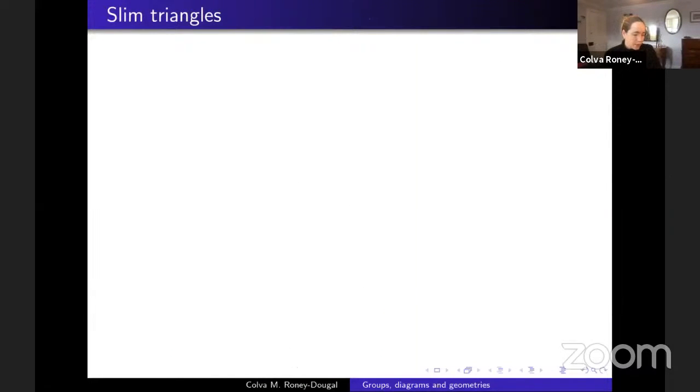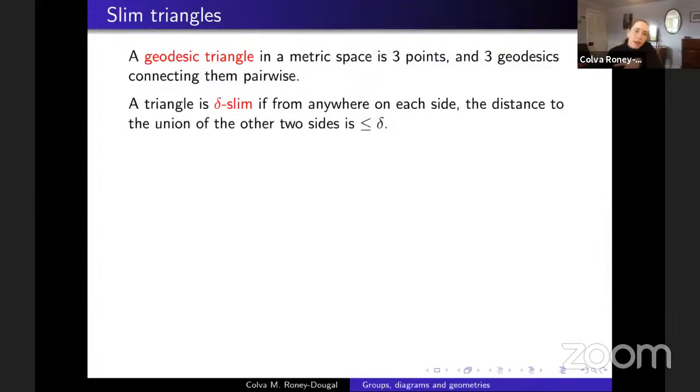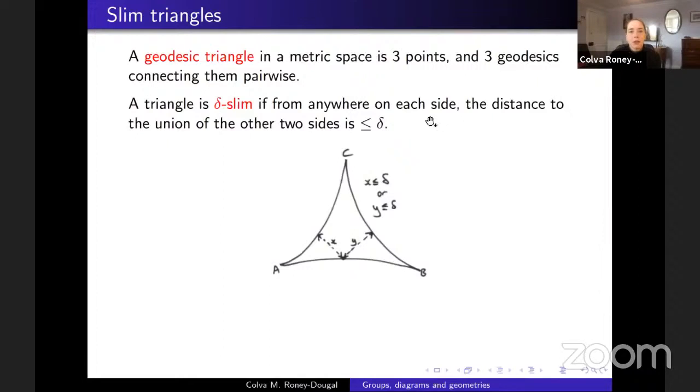All right, let me talk about metric spaces a bit more. Well, in a geodesic metric space, I can make triangles. A geodesic triangle is, well, it's a triangle, 3 points and 3 geodesics between them. So a triangle's got 3 corners and 3 edges. And we say that a triangle is delta slim if from anywhere on any of the sides, the distance to one side or the other 2 is at most delta. So as I work my way along the edge AB, I can always get to AC or BC, I don't know which, one or the other, within delta. So triangles being delta slim means they look squished, like I've just drawn it there. They look skinny.